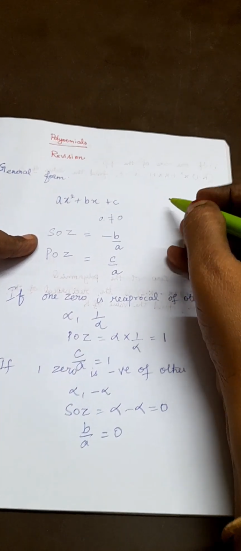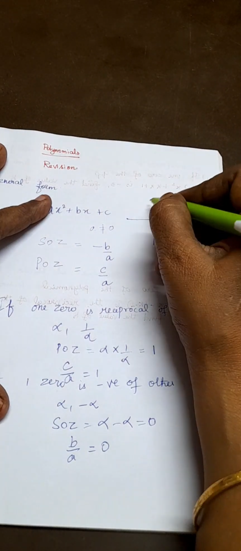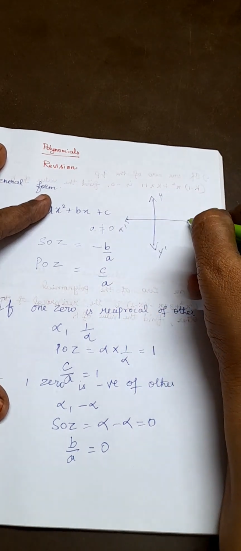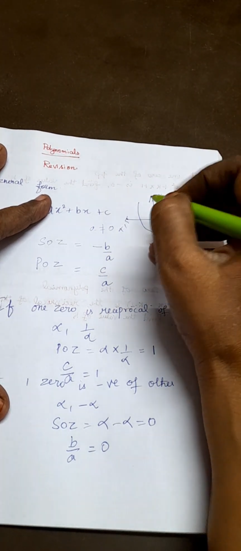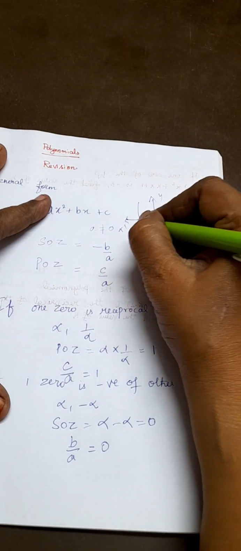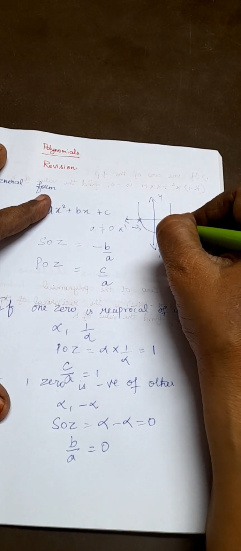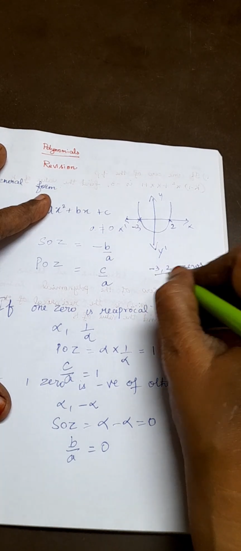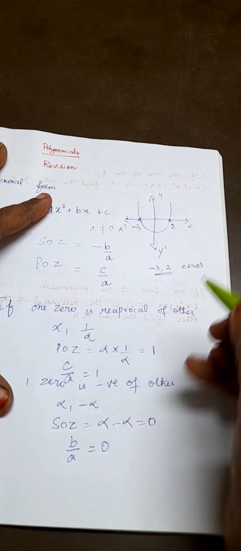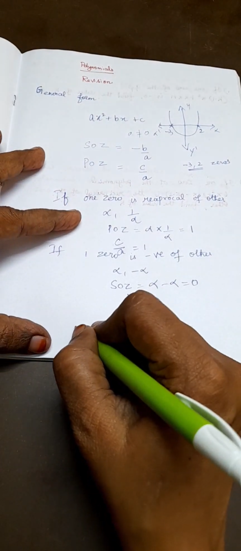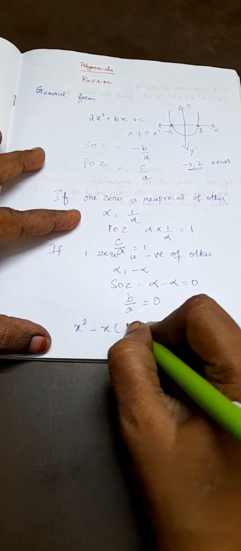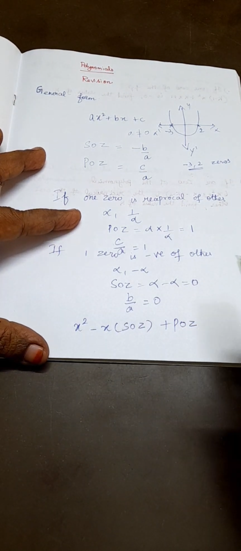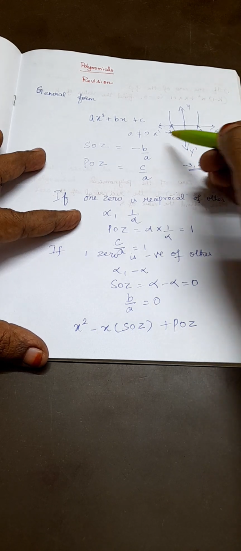And if you get a parabola like this, listen, this is y dash y, x dash x, right? If it cuts here at minus 3 and here at 2, then minus 3 comma 2 are the zeros, right? Using that, you can find out the sum and the product. You can apply it in the formula x square minus x into sum of zeros plus product of zeros, and you will get the polynomial for this graph, right?